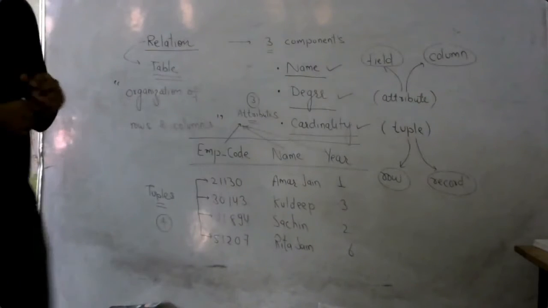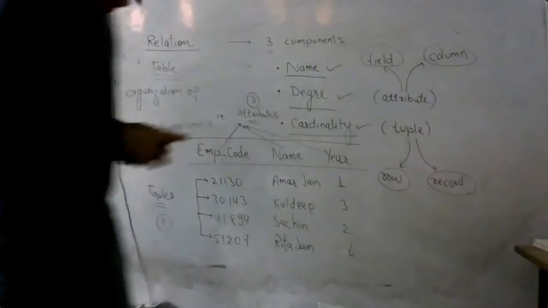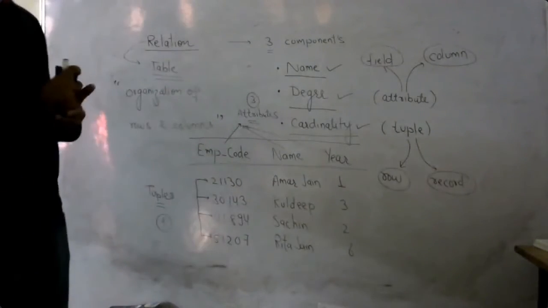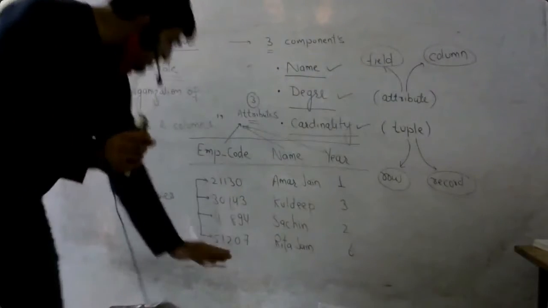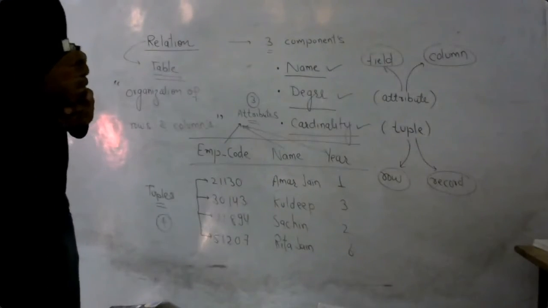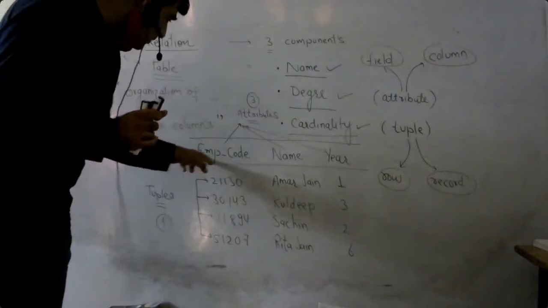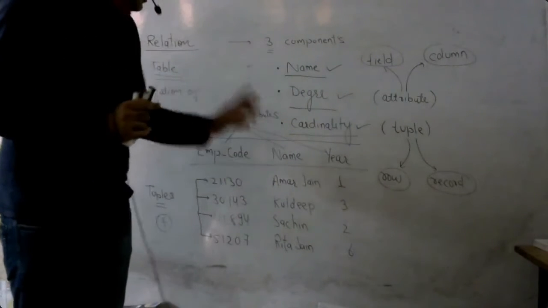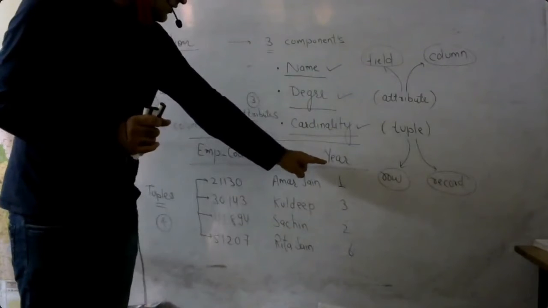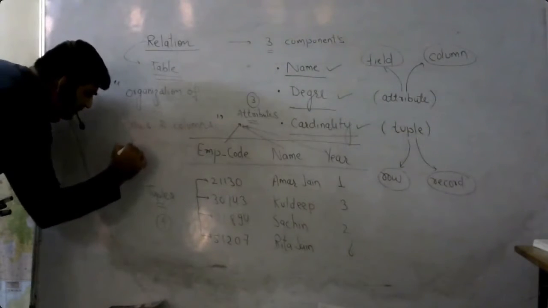And whenever we talk about the definition of attribute, it is also known as column. A field in a relation is termed as attribute. Here, what attributes does this relation consist of? There is an attribute emp underscore code. There is one more attribute, name, and the last attribute of this relation is year. So let's name this relation as employee.